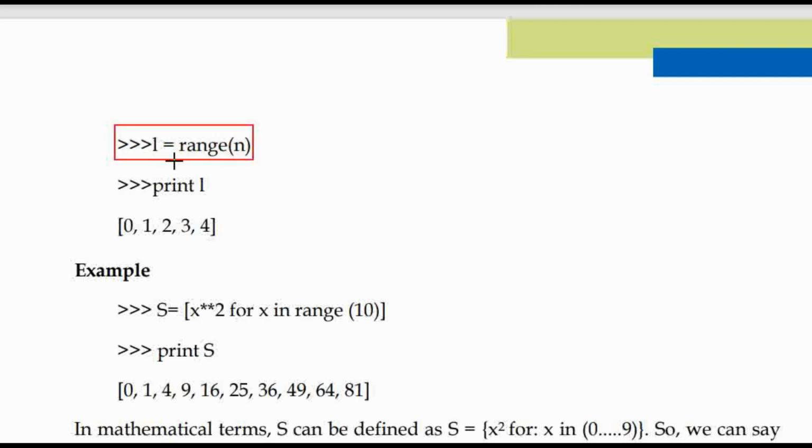i = range(n). Print i: 0 1 2 3 4. Example: s = [x**2 for x in range(10)]. Print s: 0 1 4 9 16 25 36 49 64 81.